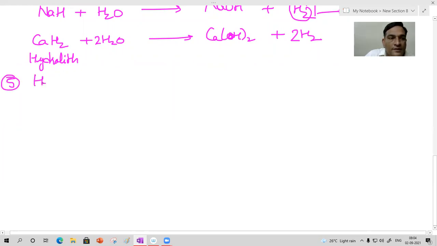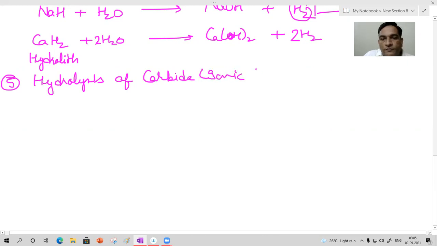Fifth, hydrolysis of carbide. It is also an ionic compound.